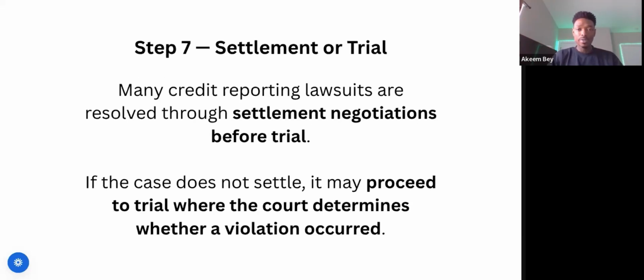Step 7 is the settlement or the trial. Most credit reporting lawsuits are resolved through settlement negotiations, and you don't even have to go to trial. So they'll enter a summary judgment because, again, you have all the evidence against the credit bureaus. And what they don't want is this to go to trial and then end up on the public record, right? So what they'll do is they'll settle with you, right? But if the case does not settle, then it may proceed to a trial where the court is going to determine whether the violation actually occurred.